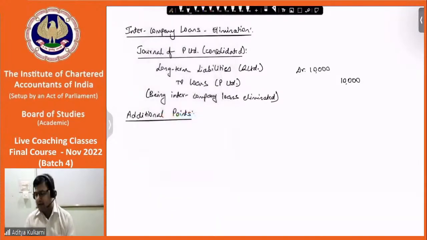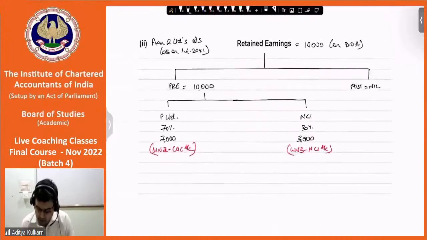NCI here is calculated at fair value because it was given to you. Alternatively, NCI could be calculated using proportionate share of net assets. Net assets were how much? 50,000. We have seen share capital was 10, reserves was 40 of Q Limited. 10 plus 40 is 50, which was given in the question also. 50,000 into 30% gives you 15,000. So NCI at proportionate net assets would be 15.